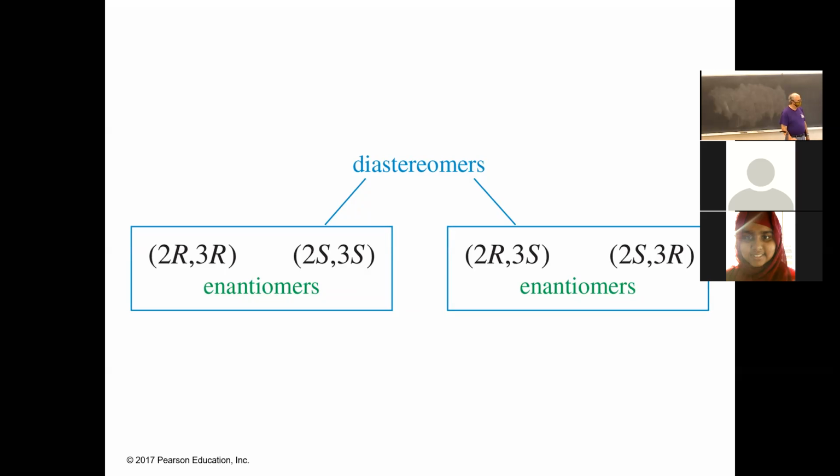Okay, so if we have 2R, 3R, what that means, of course, is that the configuration at carbon number 2 is R, and at number 3 it is R. If we invert both of those, then we've got enantiomers. If we invert one but not the other, then we have diastereomers. And these are enantiomers of each other because we took this one and we inverted both of these.